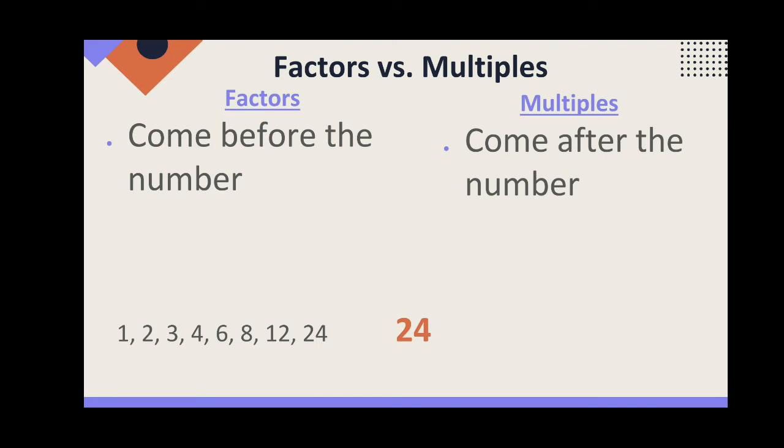On the other hand, multiples come after the number. So, ang multiples ng 24 ay 24, 48, 72, 96, 120, and so on. So, as you can see, the first multiple is the number itself since in-multiply siya sa 1. And then, yung kasunod is 48, so that's 24 times 2. And then, 24 times 3 is 72, and so on. So, those are the multiples of 24.